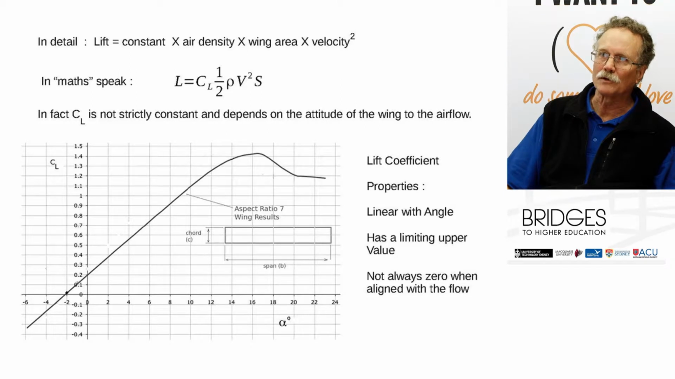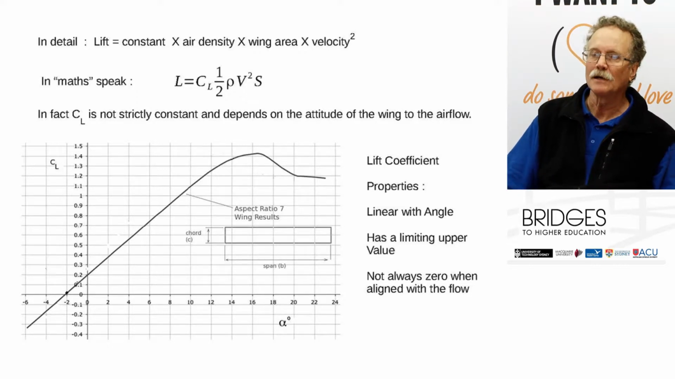It's got an upper value. So when we look in the wind tunnel results, it doesn't just keep going. By about 18 to 20 degrees, it's peaked, it's stopped, and it's coming back down again. And the other interesting point, it's not necessarily zero when you've got the wing lined up with the flow at 0 degrees. So these are properties of this constant which we'll need to look at a little bit more carefully.